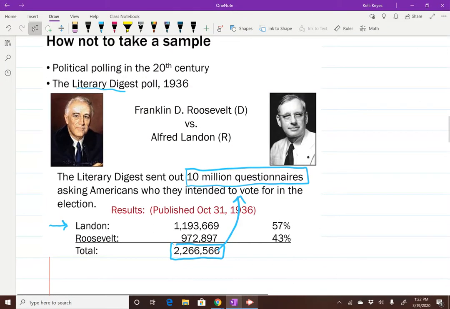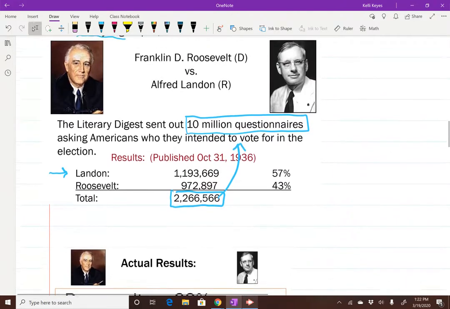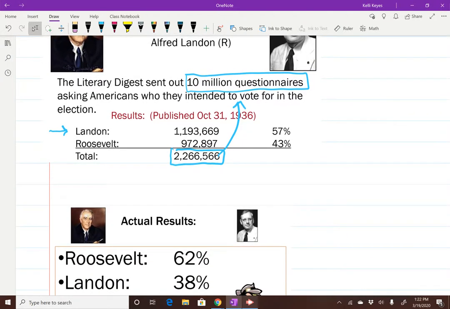They were quoted as saying they're hardly ever wrong and blah, blah, blah. I was going to show you the quotes on here, and then I decided not to. But anyway, the actual results from the election were Roosevelt won by 62% and Landon was 38%.